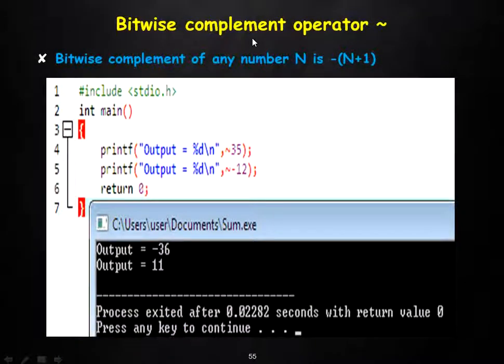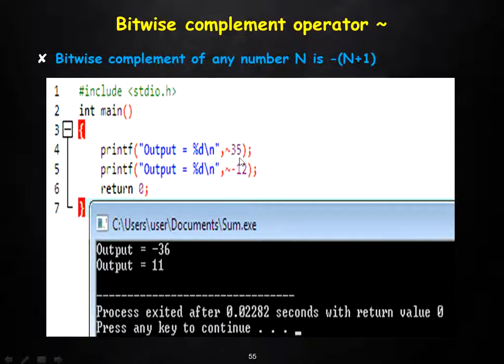Next is bitwise complement, which is given with this symbol. If it ever asks in the papers to compute the bitwise complement of a certain number, you can directly compute the bitwise complement of any number n as, this is your shortcut, minus of n plus 1. But if you have to write a C code to compute the negate or the complement of any number, you may just use the complement symbol over here.